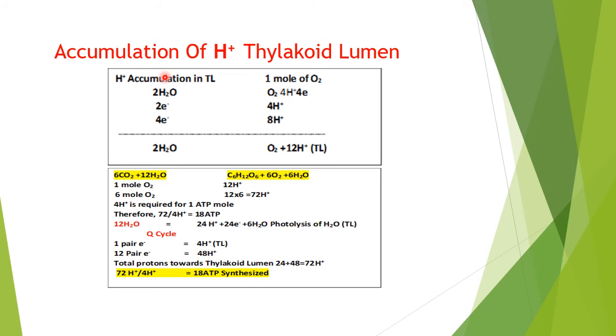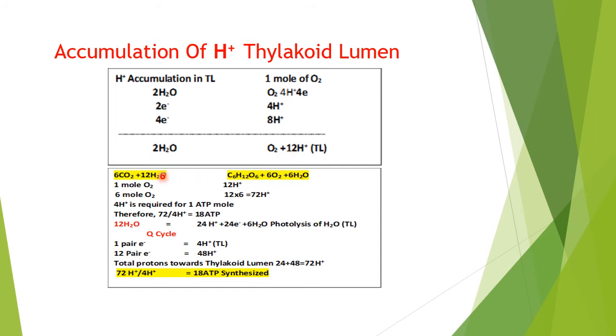If you visit the summary of it, proton accumulation in thylakoid lumen: 1 mole of oxygen from 2 water molecules, there will be release of an oxygen molecule, there will be release of 4 protons, there will be 4 electrons. And if 2 electrons result in the generation of 4 protons, as we have understood, when 2 electrons are passed, 4 protons are translocated. Since we have 4 electrons here, that means there will be 8 protons. So overall, 2 water molecules will result in the formation of an oxygen, and there will be 12 protons translocated towards the thylakoid lumen.